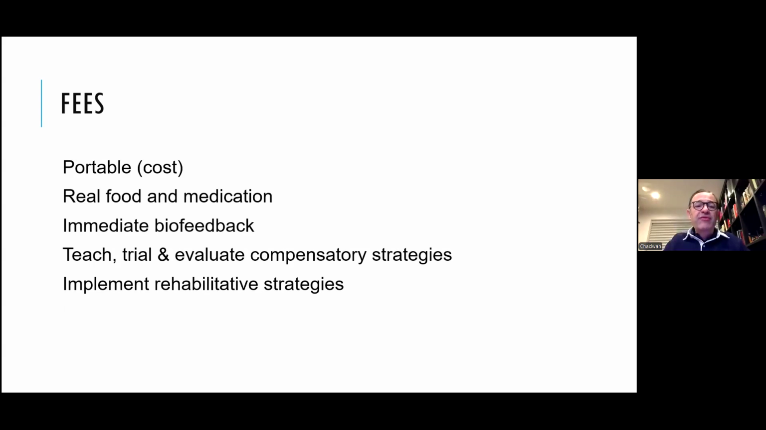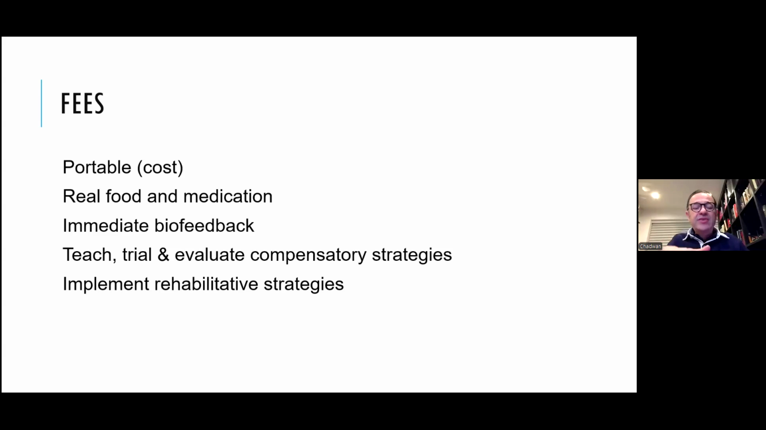It's also real food and medication. So it's not barium, it's not contrast, it's not modified consistencies. You give the patient what they eat. And we often tell the patient, if they have something they're struggling with, to bring it with them. If there is a specific food that they struggle with, if there is a tablet, they can bring it to the test and then we can test it and look at the screen with the patient.